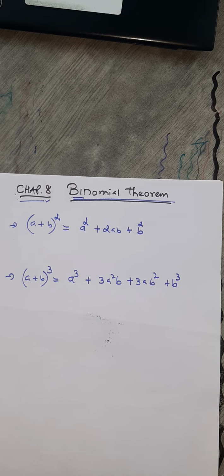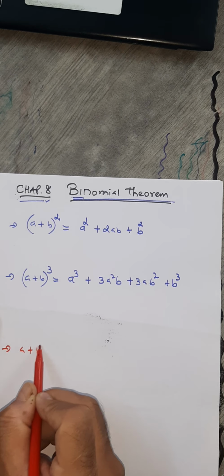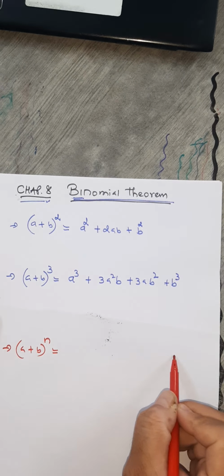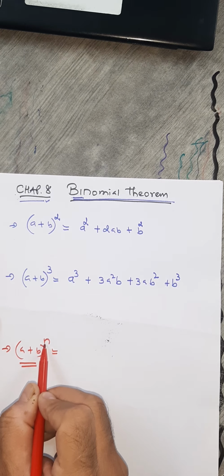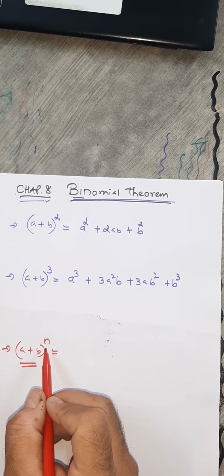But if you have in general (a plus b) the whole raised to n, where n is any positive integer, how to expand this? That's the question, where n can be 4, 5, 10, 100 and so on, remember.